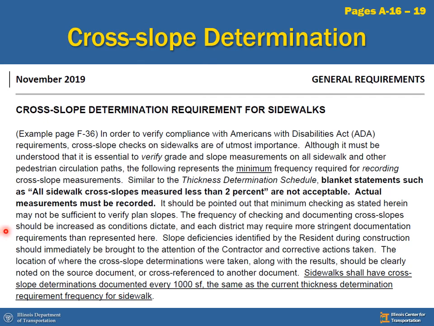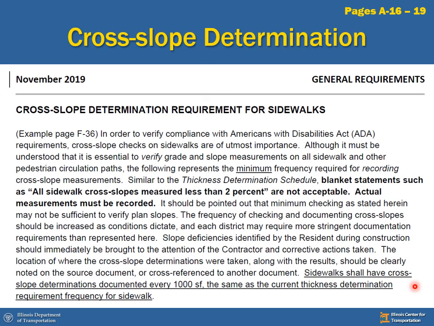On page A20, we have also related to sidewalks, cross slope determinations. Cross slopes are transverse to the direction of travel, and they are for American Disabilities Act requirements, or ADA. Again, we have that bold statement in the middle. You cannot use blanket statements. You must record at least the minimum number of actual cross slope checks. Here, underlined at the bottom, cross slope checks have the same frequency as depth checks for our sidewalks. 1 for every 1,000 square feet.